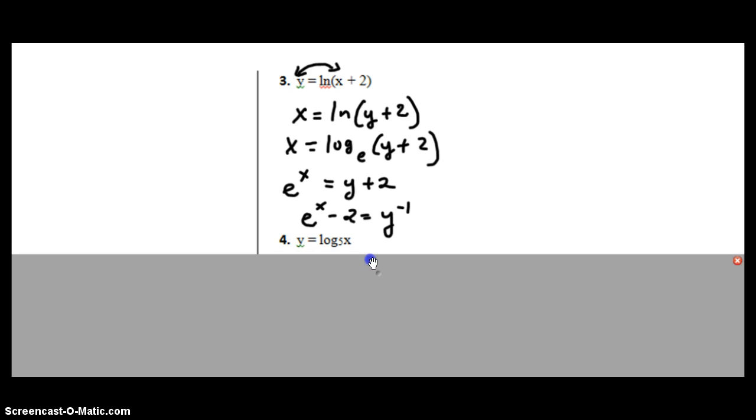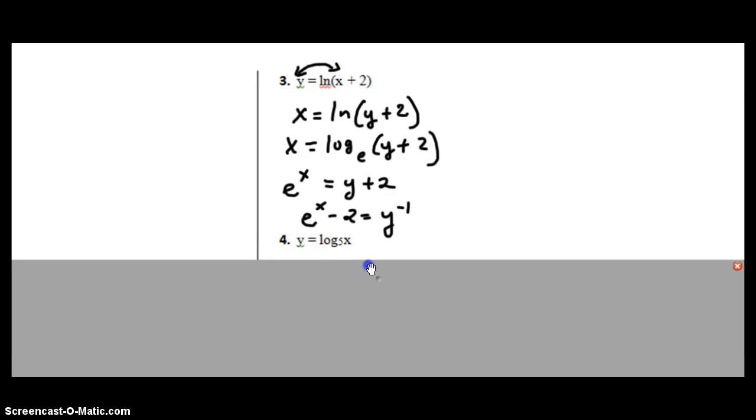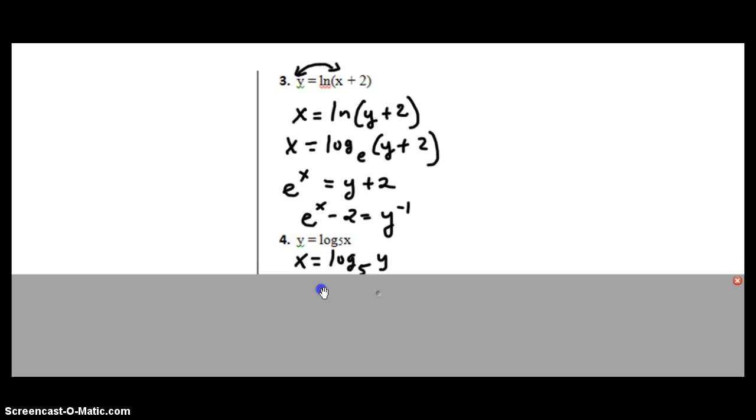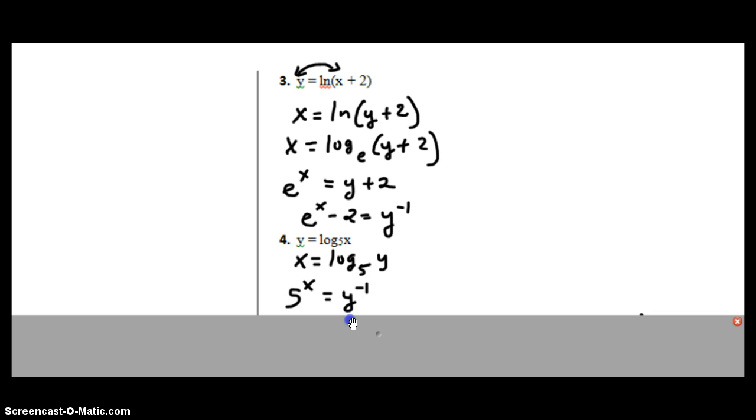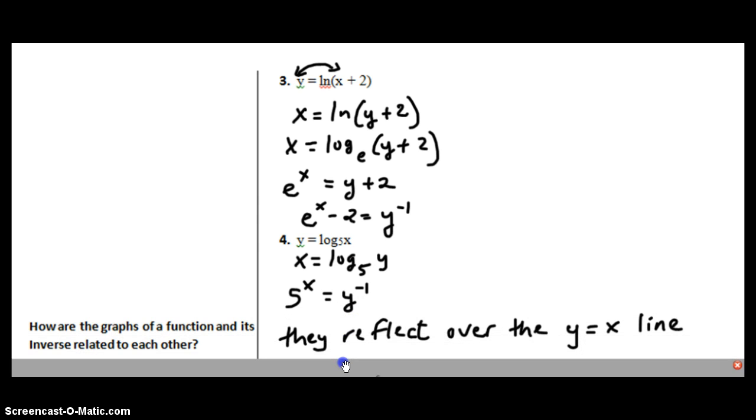Alright, let's try one more. So the first step is switching x and y. Then we solve for y by converting, and then use the inverse notation. Lastly, remember that the graphs of a function and its inverse are related to each other by reflecting over the y equals x line.